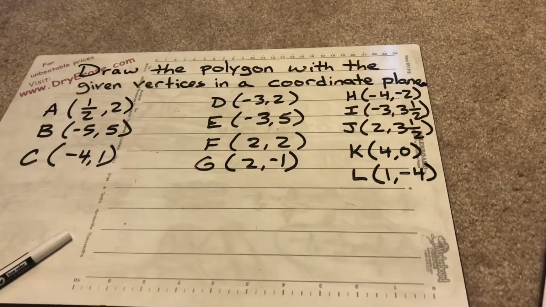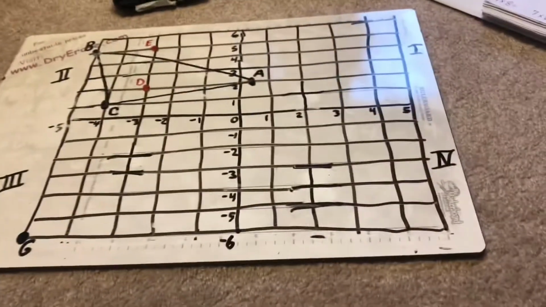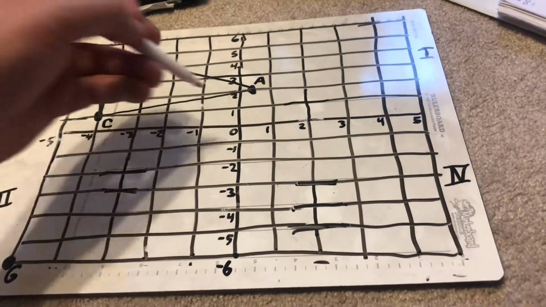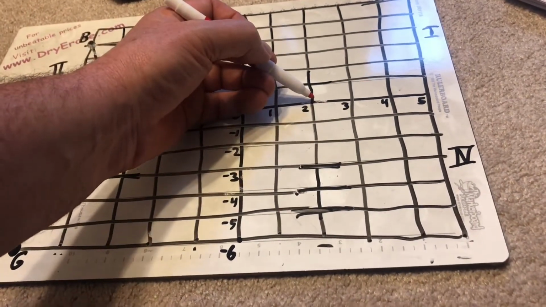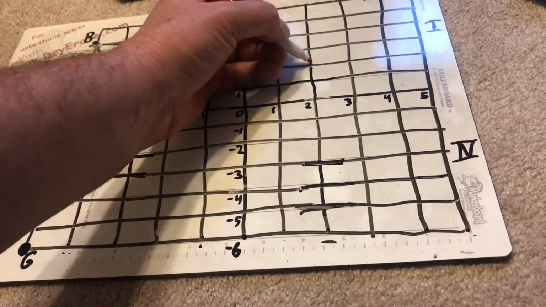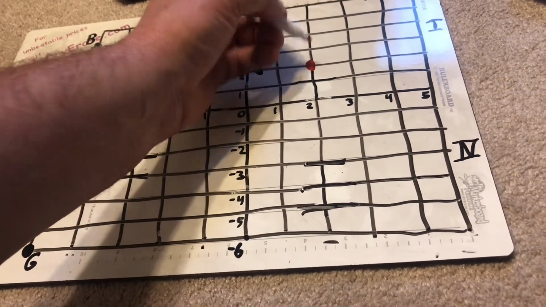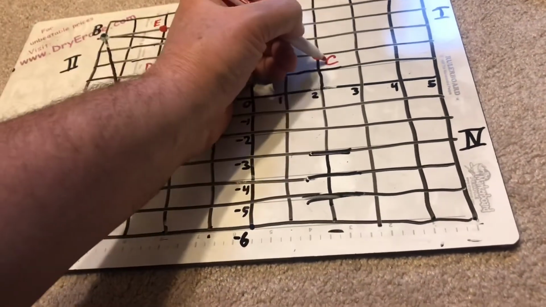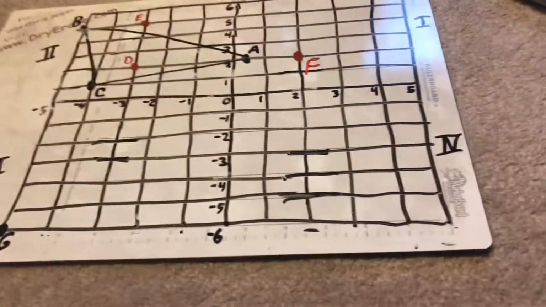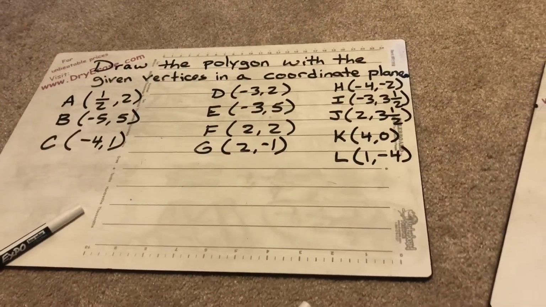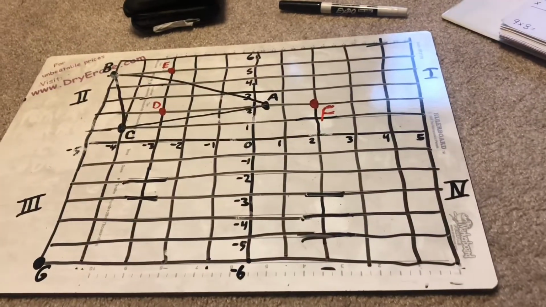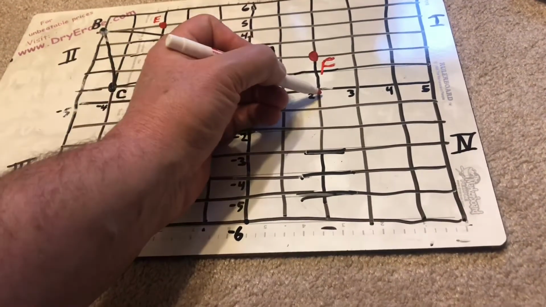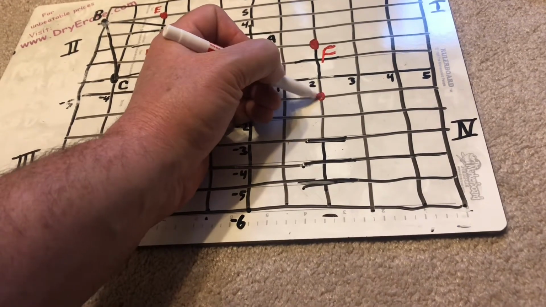Very good. Now, point F is at 2, 2. So I'm coming over here. It looks like I'm going to be in a different quadrant. Over 2, up 2. There we go. I guess it's not C. I guess it's F. Not bad. And then point G is at 2, -1. It says 2, -1. So it's over 2, down 1.